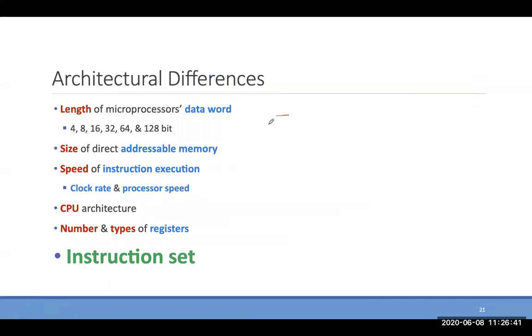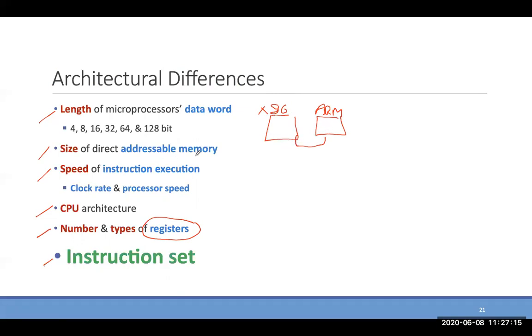So if I have a CPU, x86, right, and I have maybe ARM, right? These are two different architectures. If I want to know the differences between them, I can focus on the length, the size, the speed, CPU architecture, number and type of registers. We would know what registers are because this is something new for you. You haven't used this in high-level languages. And the instruction set. Everyone has its own instructions.